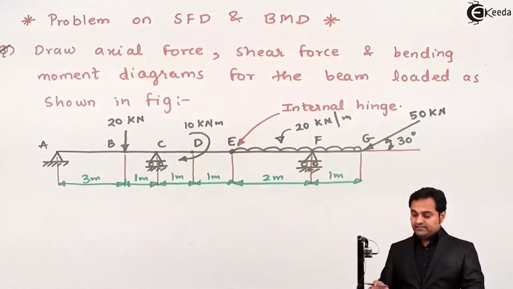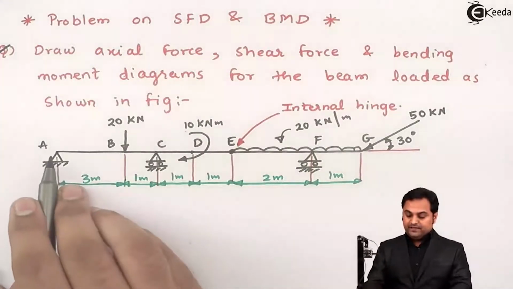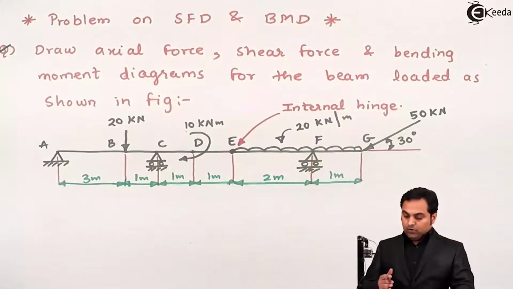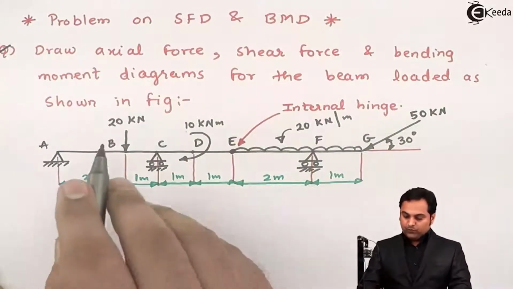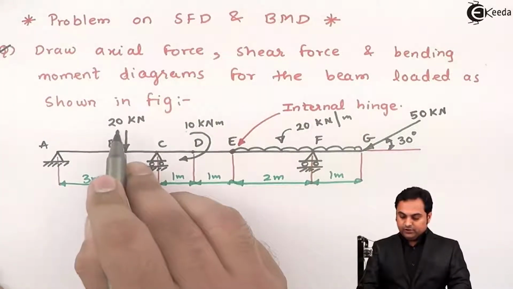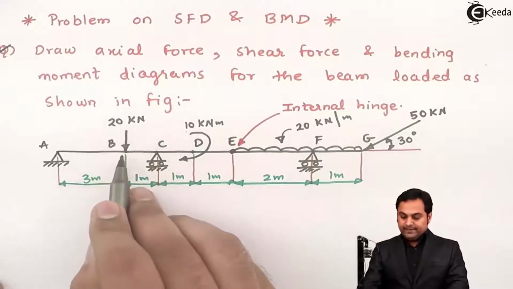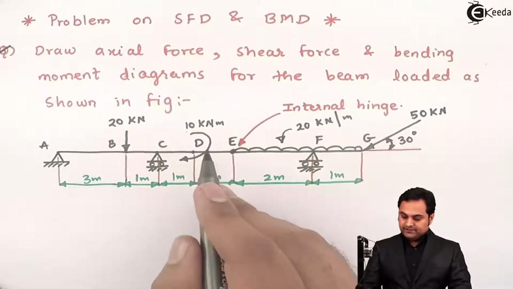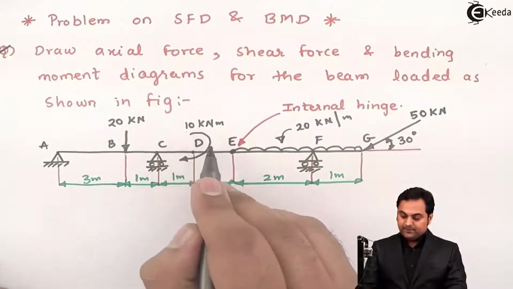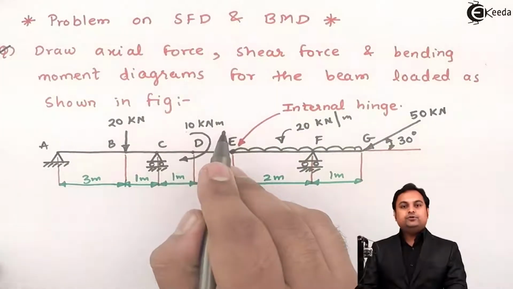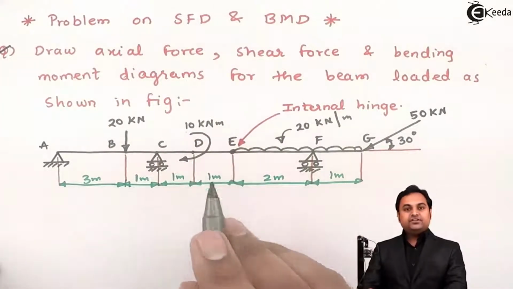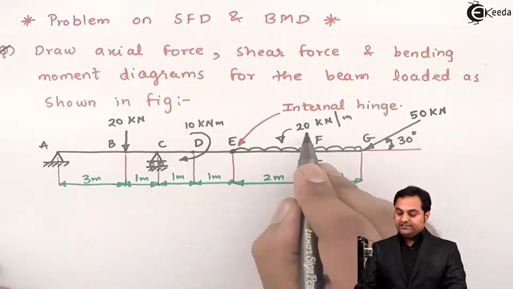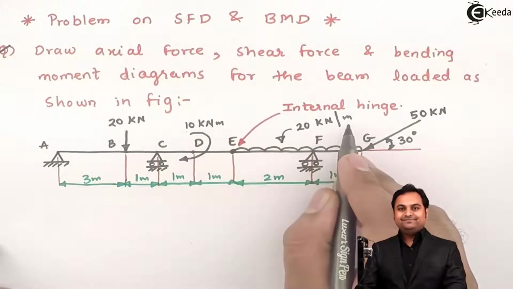Now when we look at this beam, it will be called as beam A, B, C, D, E, F, G. Just by looking at this beam, we can see that there is a point load acting whose value is 20 kilonewton at B and its distance from point A is 3 meters. Next, at point D, there is a couple acting whose value is 10 kilonewton meter. After that, there is UDL from point E to point G having intensity 20 kilonewton per meter.